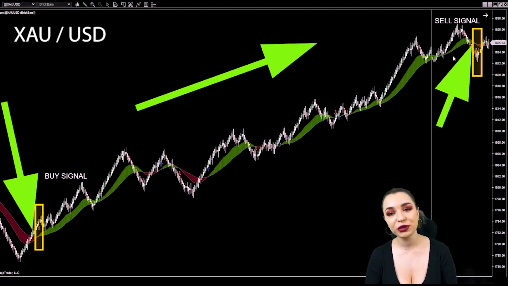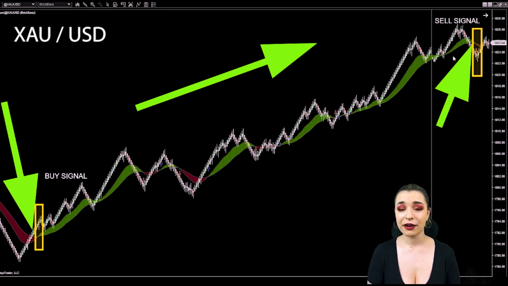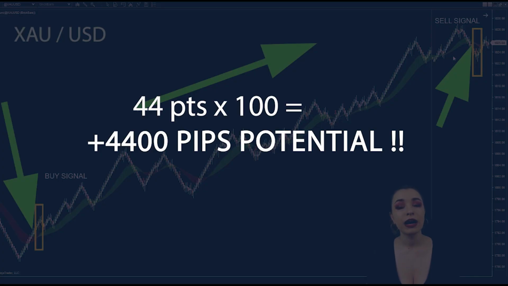And if you've been following the TradeLabs channel, then you know what comes next. In order to calculate your pips, you need to multiply the number of points that you have by 100, and there you go. You have your pips. So in our case, we have 44 points, which can transform massively into an insane, mind-blowing, never heard of before potential of 4,400 pips in one trade.